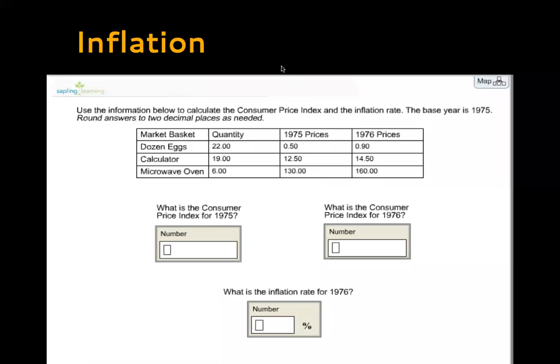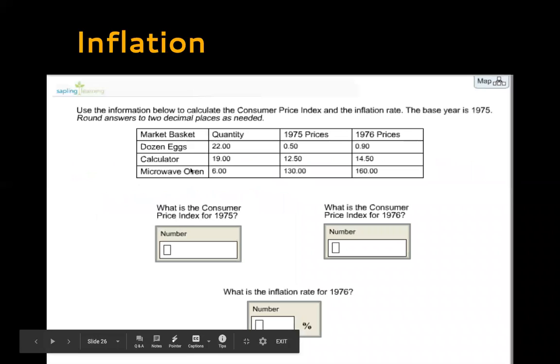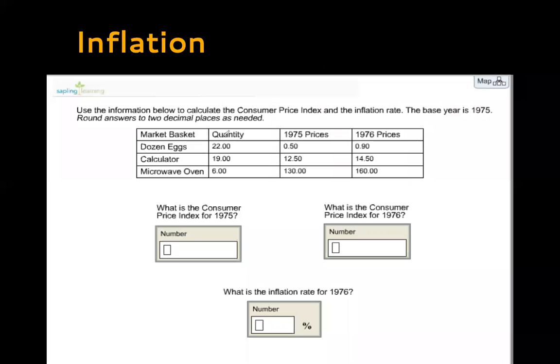Now, this is what it looks like. Okay. And a couple key things here. Again, this is not something you're going to have to know math wise. So the numbers don't really matter so much as seeing what they do with the numbers. First off, I want you to notice again the path that I just drew out for you. You start here with the market basket. Here are our items: eggs, calculator, microwave oven, some basic things.